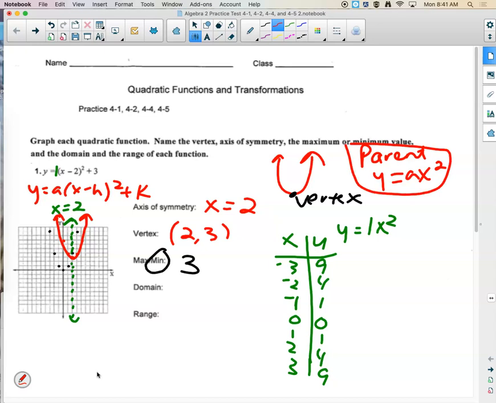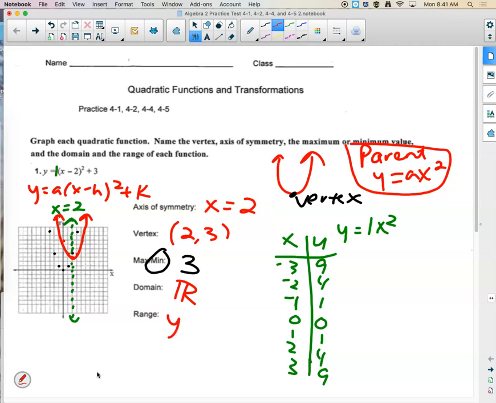Let's see if we did everything they wanted. Vertex, axis of symmetry, max or min. We still have a couple of holes down here. Domain and range. What's our domain? All reals for all of our parabolas, all reals. But we are not using all the y's. So what should we put? Out loud, please.